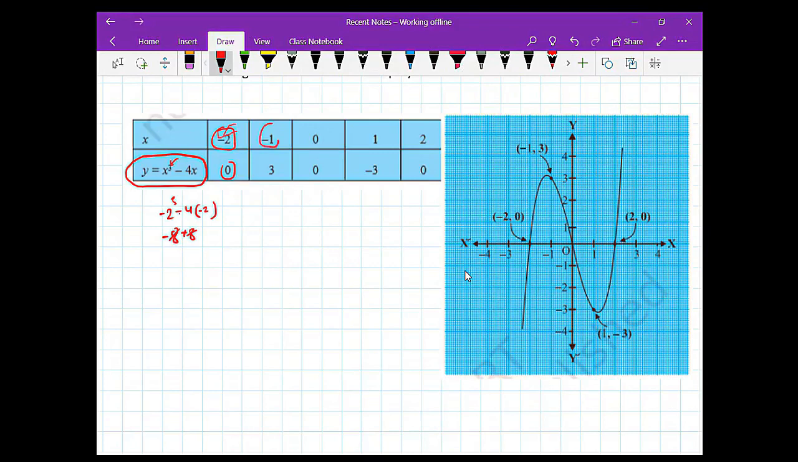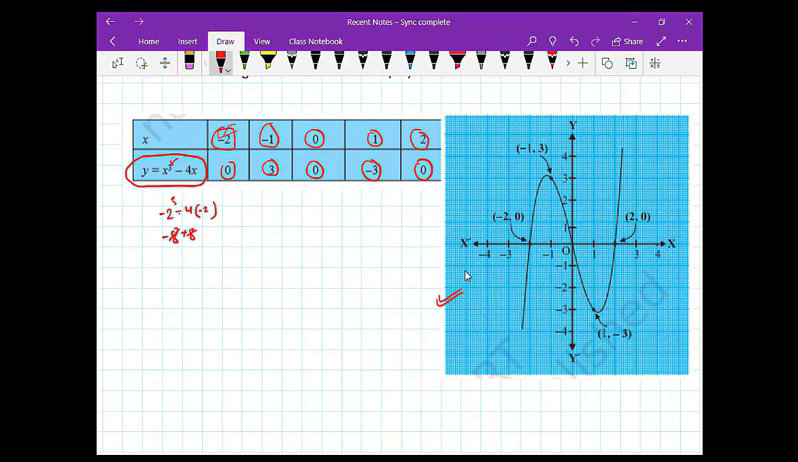When x equal to minus 1, y will be 3. Then when x equal to 0, again y becomes 0. When x equal to 1, y becomes minus 3. When x equal to 2, y becomes 0. When we plot a graph for these coordinates, we get a graph like this.